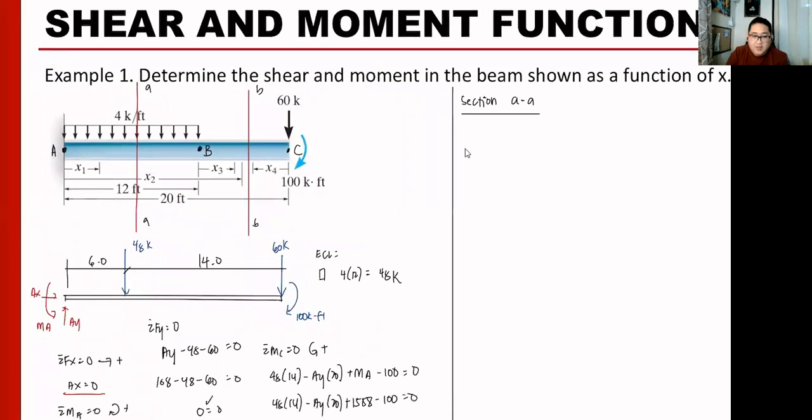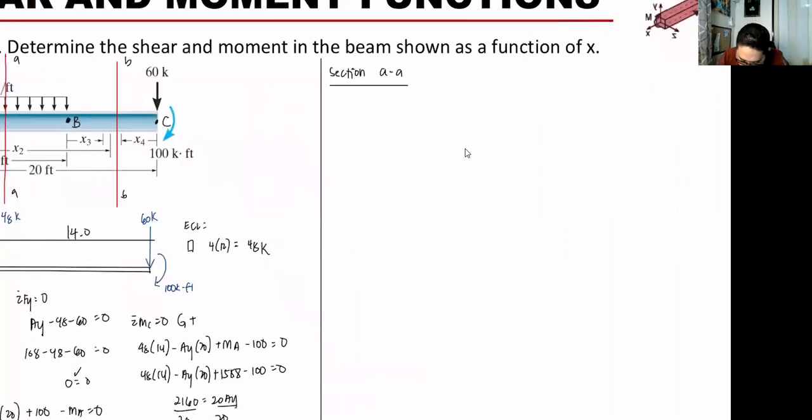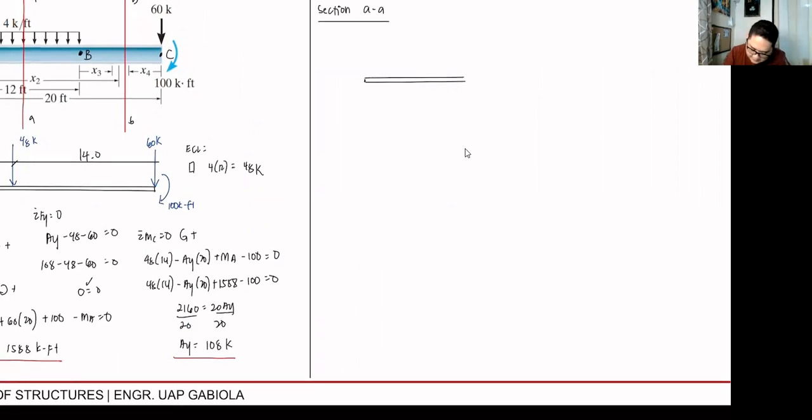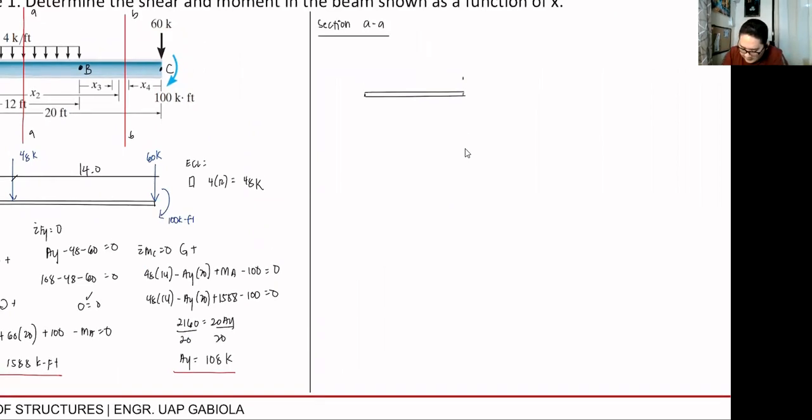Okay? So, pag section A yung pinag-uusapan natin, ang range na kino-consider natin is yung X value niya hanggang left ng B, no? Hanggang left ng B. So, ibig sabihin hindi kasama yung dito, hanggang left lang B. Okay? So, let's show our cut. So, ito yung beam natin. Okay, ito yung cut natin.